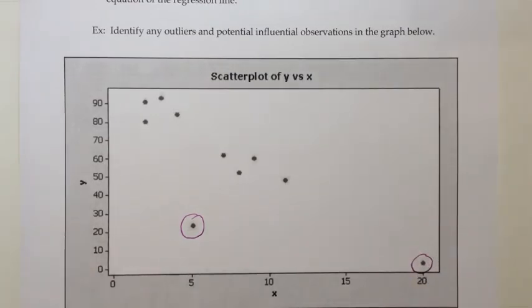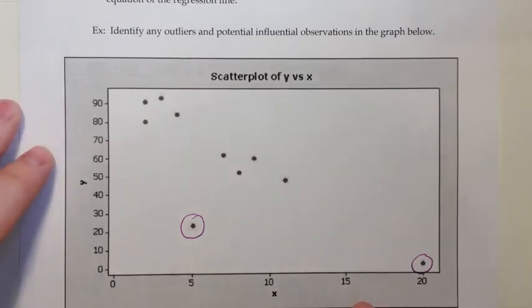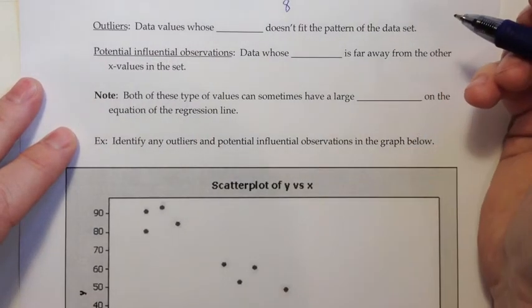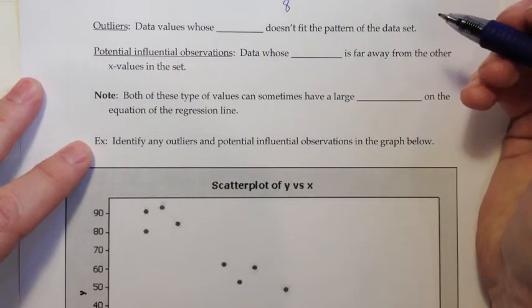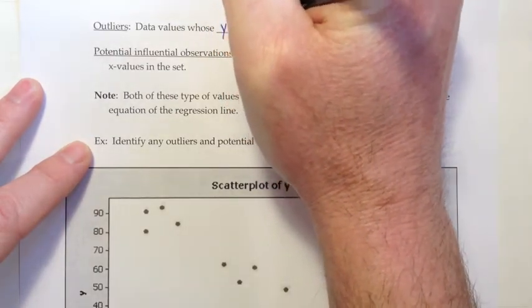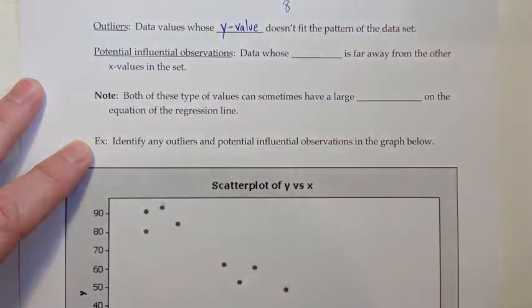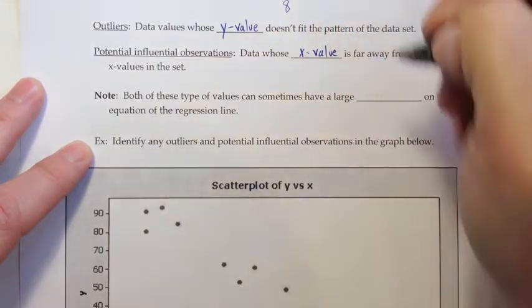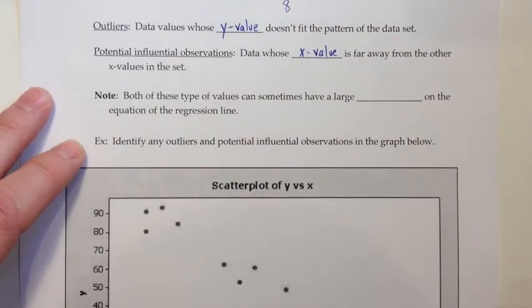So let me go ahead and give you definitions of the outliers and potentially influential observations, and we'll try and decide which is which down there on that picture. So an outlier is a data value whose y value doesn't fit the pattern of the data set. And a potentially influential observation is a data value whose x value is far away from the other x values in the data set.